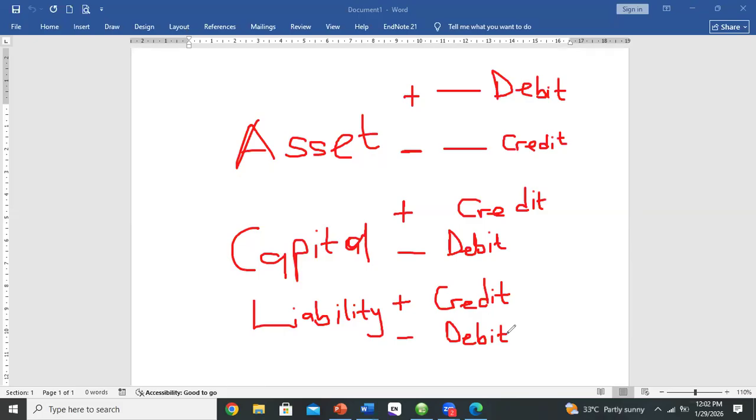And then when you look at the impersonal account, that is things that are not human, that too we can divide into two. We have the real and nominal.